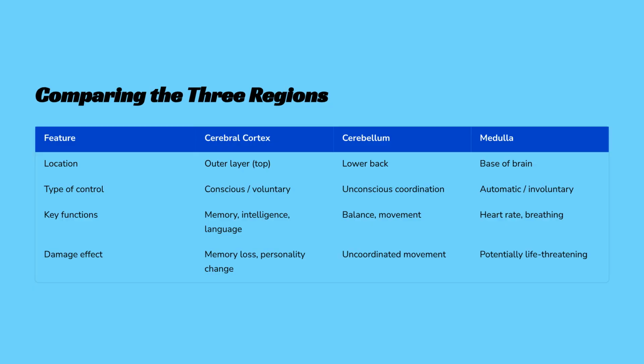Here is a comparison of the three regions: cortex, cerebellum, and medulla. The cortex is on top, controlling conscious action, memory, and intelligence. The cerebellum is lower back, managing unconscious coordination and balance. The medulla is at the base, running automatic life support functions like heart rate and breathing.